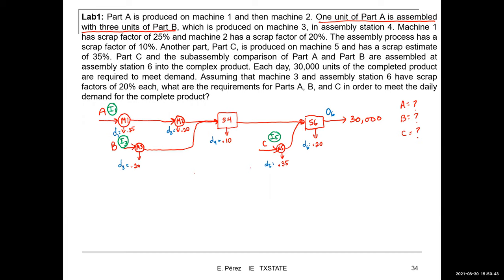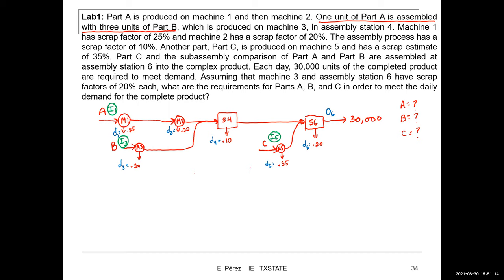So I have marked the unknowns that I want to find in green. So you see, I want to find I1 because that's the input for A. I want to find I3 because that's the input for B. And I want to find I5, because that's the input for C, based on the numbers that I use to represent this network.